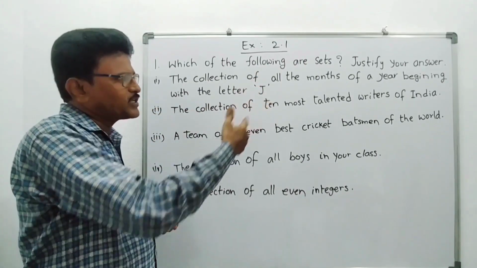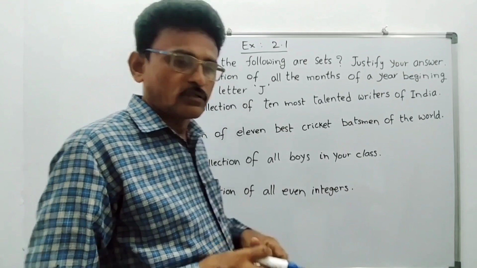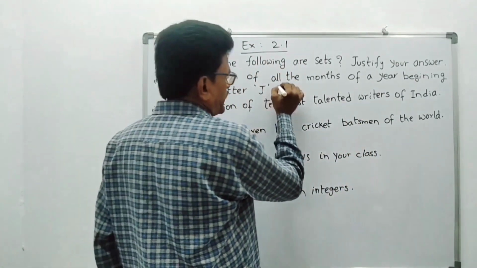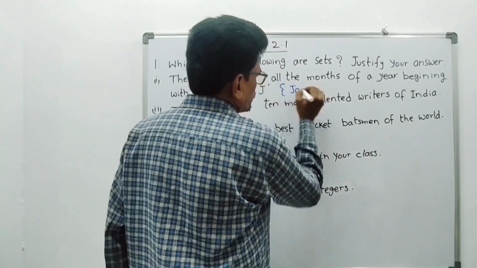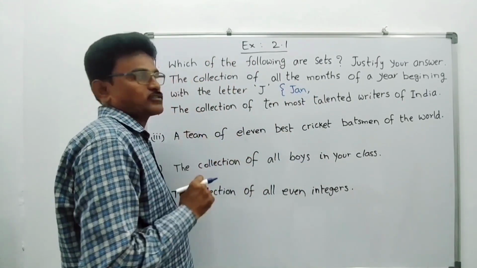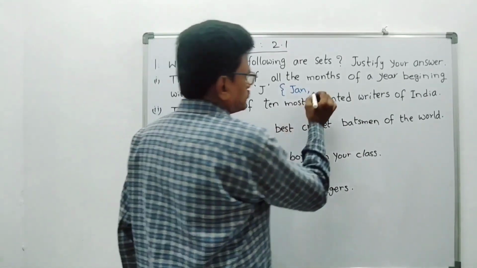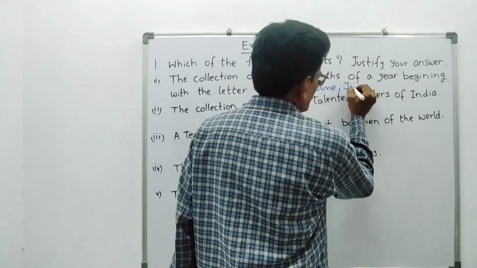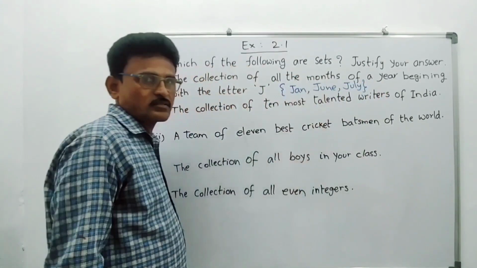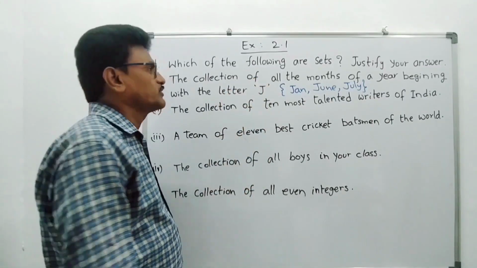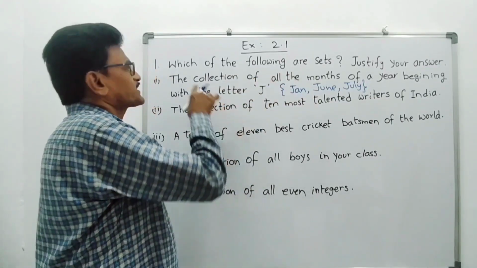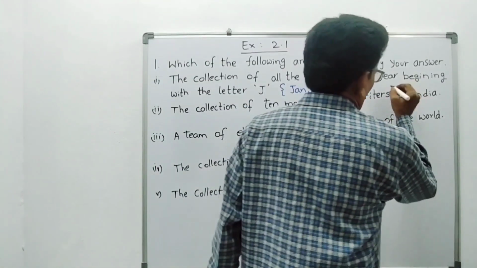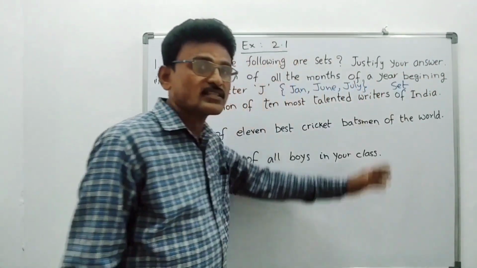See, the collection of all the months of a year beginning with the letter J. January, February, March, April, among those months, which start with J? January, starting with J, that letter J, first one. Now, June, here also J is the starting letter. Next, July. These are the months starting with J, right? So, it is a set. It is asking whether the collection of all the months of the year beginning with the letter J is a set or not. Simply write the answer: set.